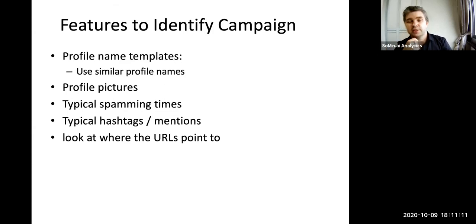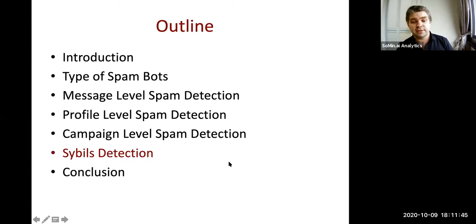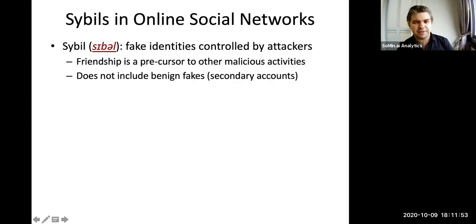There can be other features that you can incorporate in your spam detection model to identify the spam campaign. It can be profile name templates, like similar profile names, similar actual names, or nonsense names. Profile pictures, typical times when spam is happening, typical hashtags and mentions, and you can also look at where URLs point to. If they all point to similar websites, that could also be a reason to define it as a spam message. And there is also Sybil detection, right? Sybils are a high-level type of spam account. A Sybil is a fake identity controlled by attackers, and so they can be friendships for you.